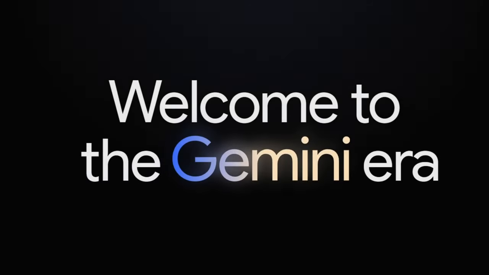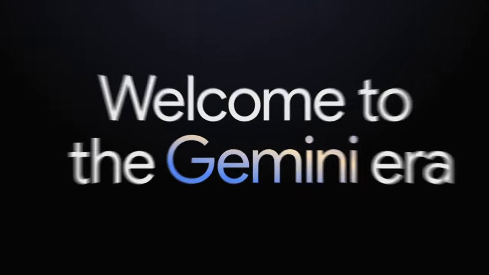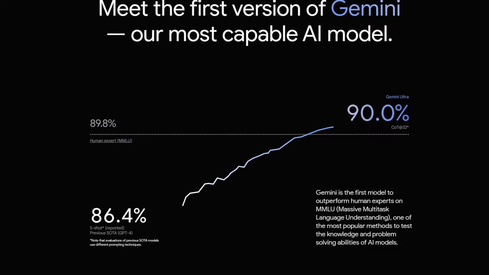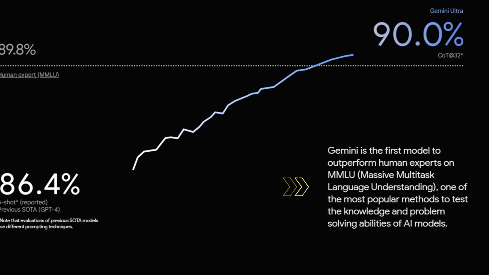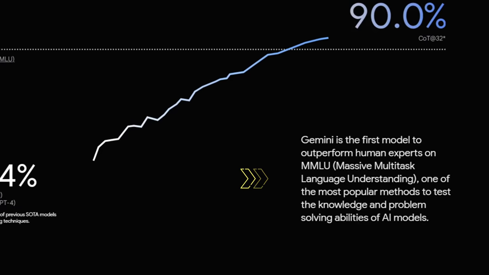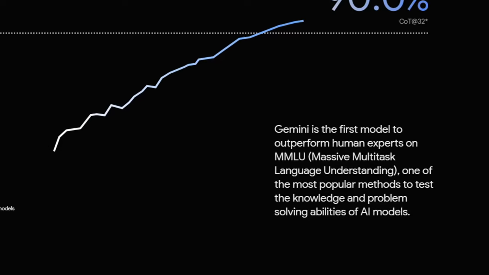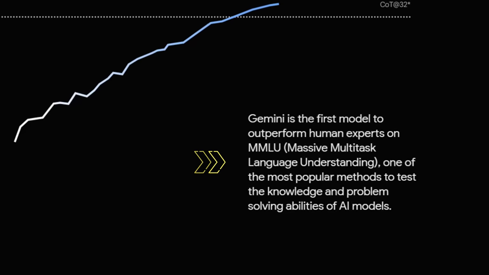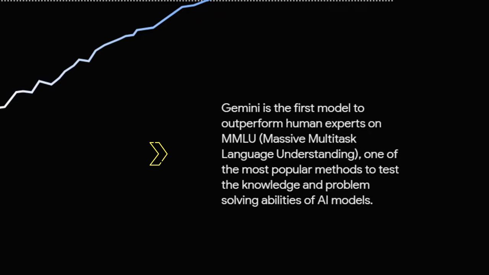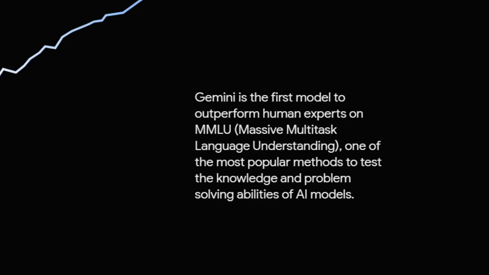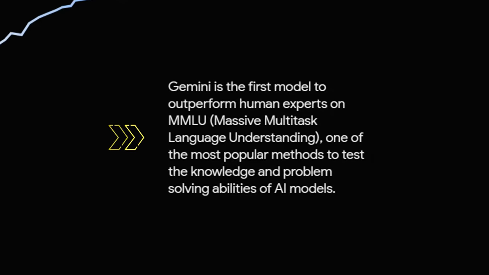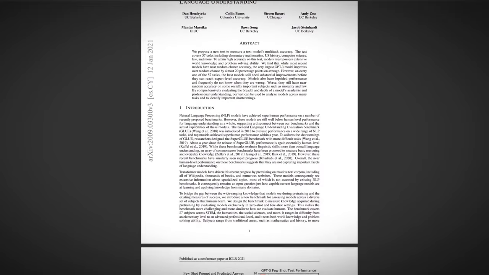First, let's examine Google's core statement about Gemini. Google's Gemini is the first model to outperform human experts on the MMLU benchmark, standing for Massive Multitask Language Understanding, a critical measure of AI models' knowledge and problem-solving abilities. Let's delve deeper into this benchmark.